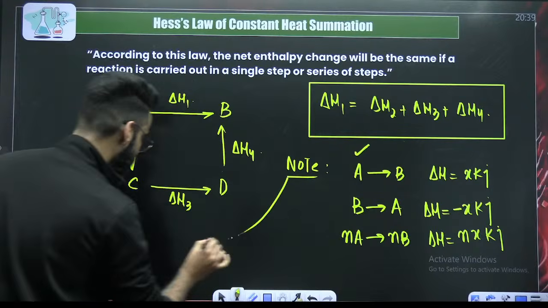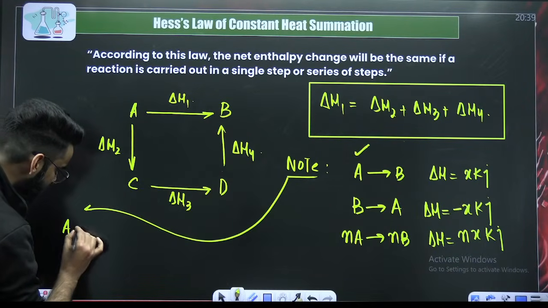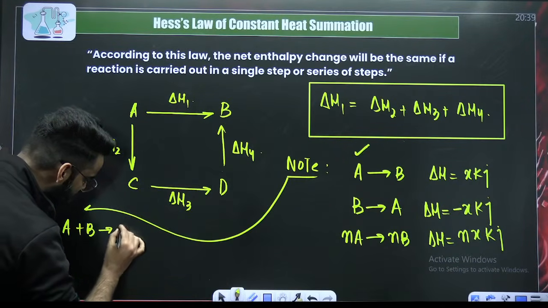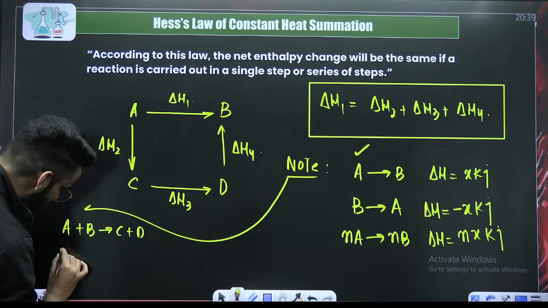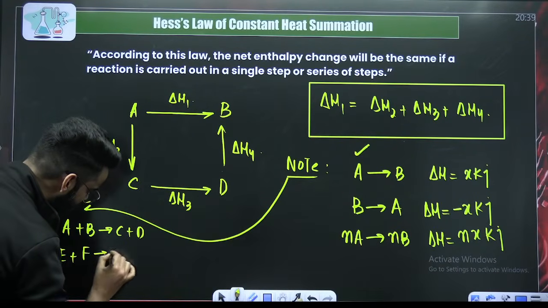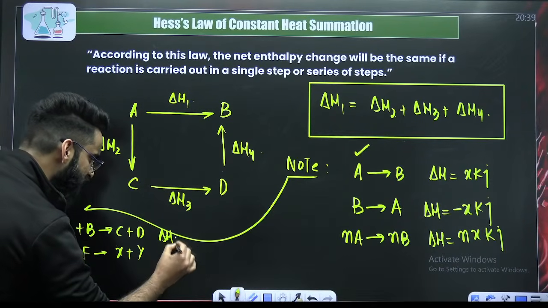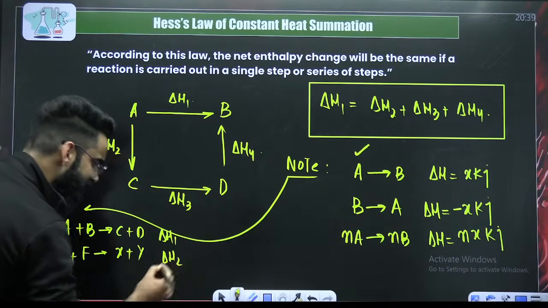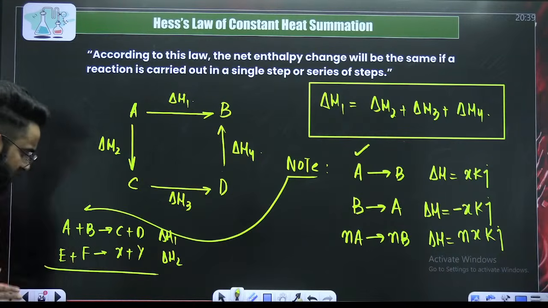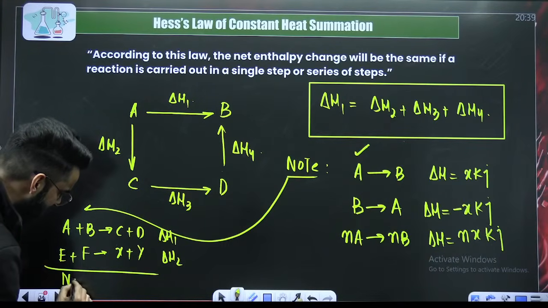I'll write it over here. For example, you have got a reaction A plus B gives C plus D. Then you have got the reaction E plus F gives X plus Y, right? For example, the first reaction, its delta H is delta H1. Here it's delta H2. If I add these two reactions, after adding these two reactions, I'll get a net reaction.